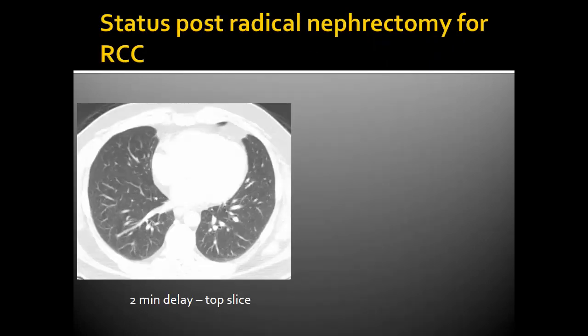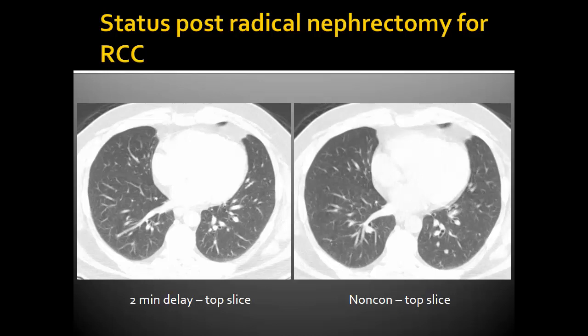The next case is a patient who has status post-radical nephrectomy for renal cell carcinoma. The radiologist reviewing the CT exam looks at the lung bases on the 2-minute delayed series and determines that there is no evidence of metastatic disease. However, if we look at the top slice of the non-contrast series, we see that there is a new lung metastasis that the radiologist missed. The systematic factor causing this miss was that these two series started at different places.